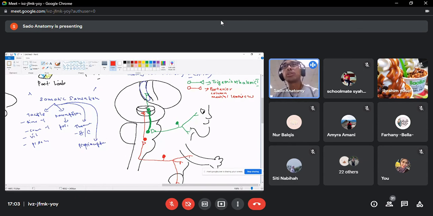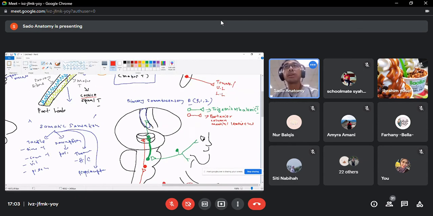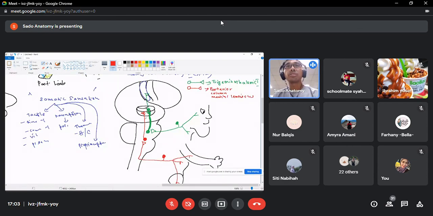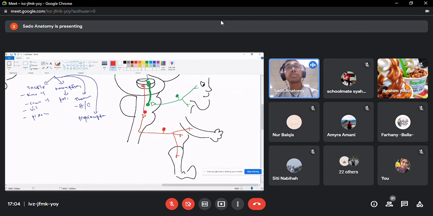Okay, don't worry, you will learn in detail after this when we learn about the tracts topic. For the time being, I just want to tell you the posterior limb of internal capsule consists of fibers that carry sensation, and those fibers are number 1, trigeminothalamic tract, number 2, posterior column medial lemniscus tract. The trigeminothalamic tract carries all the somatic sensation from head and neck areas, whereas the posterior column medial lemniscus carries somatic sensation from where, class? Upper limb, lower limb, and also truncus.